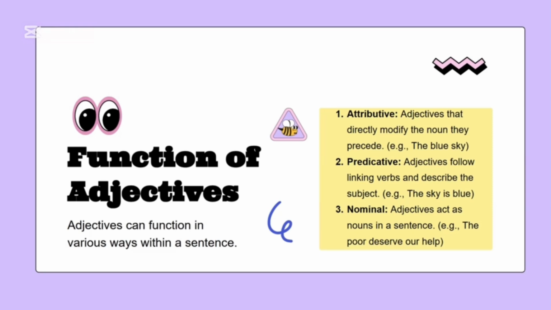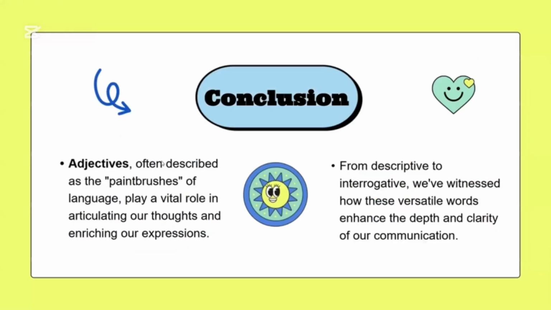Nominal. Now these act as nouns. They function as nouns, even though they're adjectives. This is a very classic example here: the poor deserve more help. Now, poor is an adjective. The man is poor. But when we say the poor deserve more help, we're talking here about poor people, someone who is poor, or a group of people that is poor. So the poor is an adjective that is functioning as a noun in the sentence. Nominal adjective.